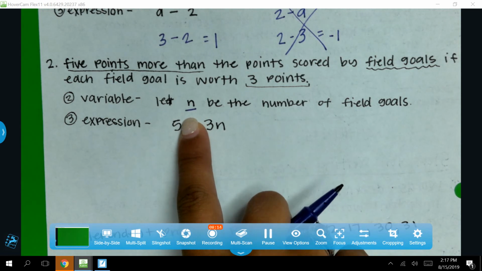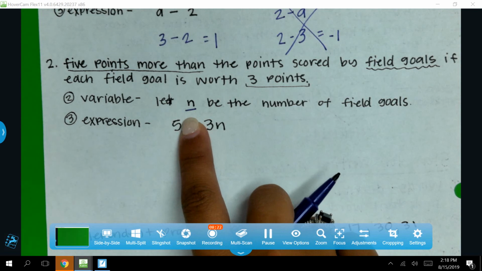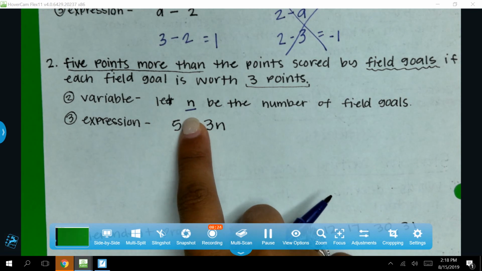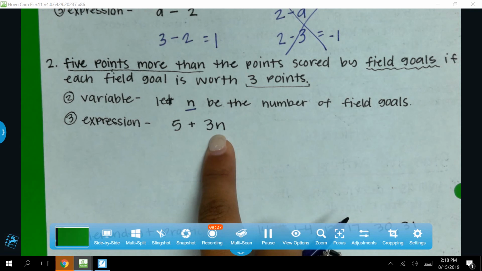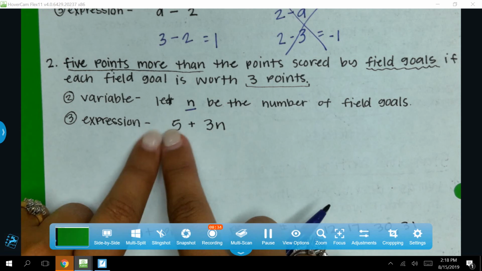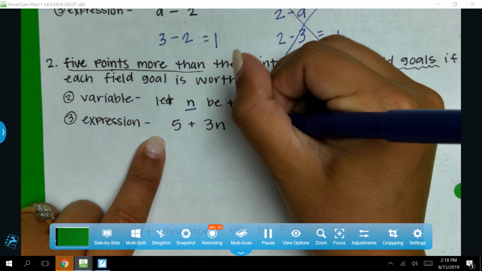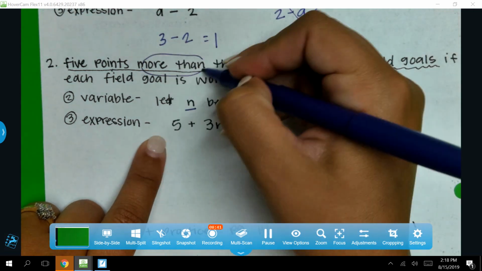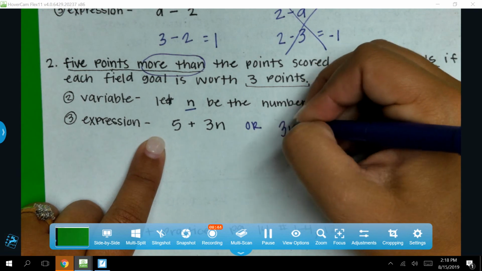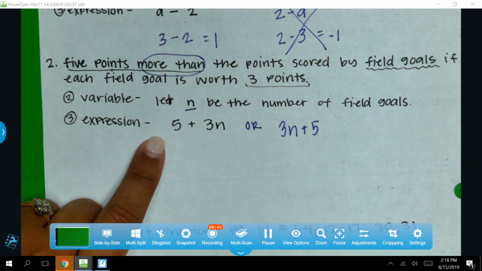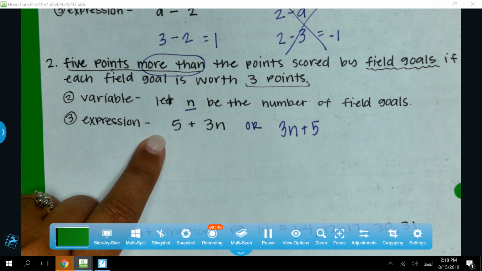We do know how much each field goal is worth. I couldn't think of the word. So we know that they're all worth 3 points each. So if I multiply 3 times N, that's going to give me the amount of points earned by kicking those field goals. And then we can't forget to add that 5 back into it. What's another way I could write this? Because of that more than? 3N plus 5. Any questions on that?